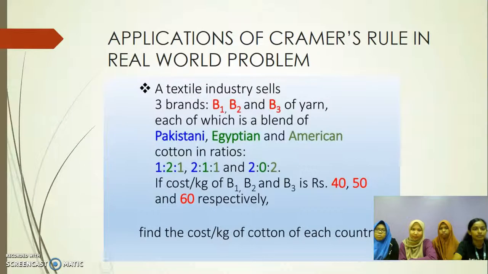We will have to use a different technique to find out whether the answer is no solution or infinite solutions. So my name is Lokita Katyani Subramaniam, and today I'm going to talk about the applications of Cramer's rule in real world problems. In this example, we are talking about a textile industry which sells three brands B1, B2 and B3 of yarn, each of which is a blend of Pakistani, Egyptian and American cottons with respective ratios. If the cost per kg of B1, B2 and B3 is rupees 40, 50 and 60 respectively, we are going to find the cost per kg of cotton for each country.